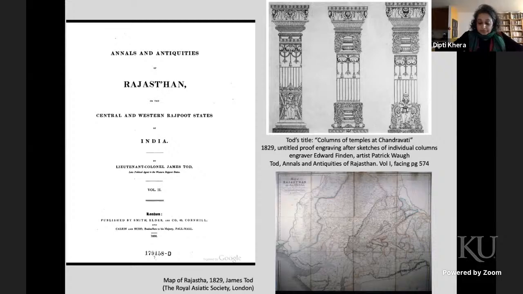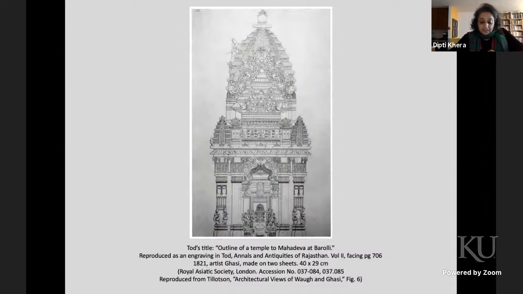So, for example, the engravings of temple sites and architectural details based on Ghasi's drawings are largely published within the personal narrative of Tod's Annals and Antiquities of Rajasthan, which is located in volume 2. These include columns, ceilings, and temple towers of a variety of sites. You can see from the engraving on the screen that Ghasi is not interested in the pictorial possibilities presented by Tod's other artist assistant, Patrick Waugh.